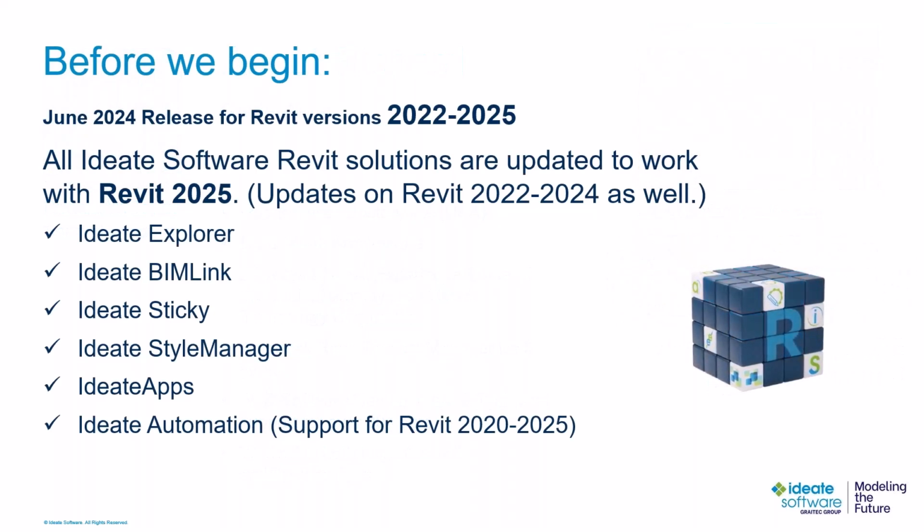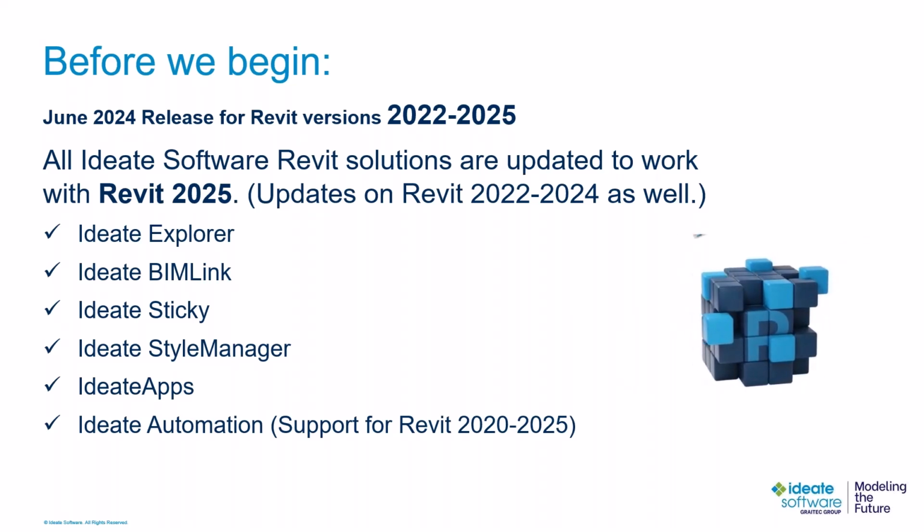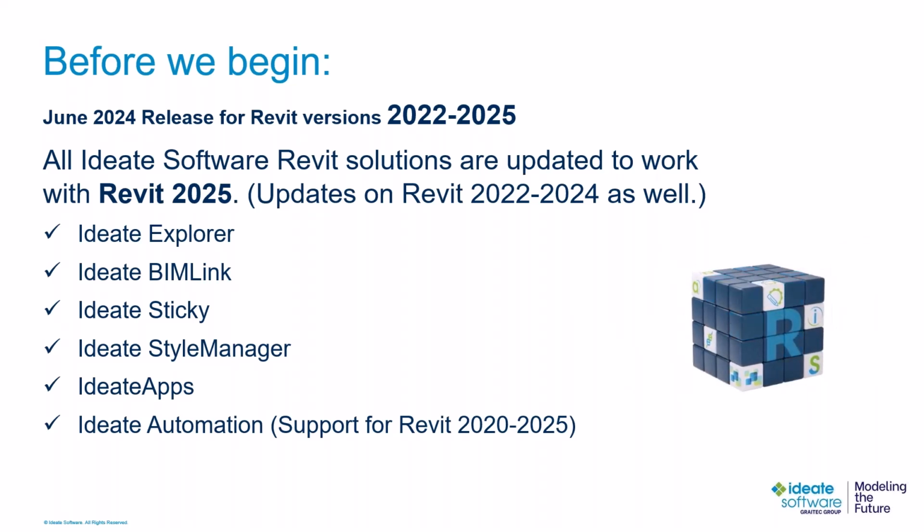So speaking of additional exposure, before we begin our presentation, I just wanted to remind everyone that if you are an Ideate software user or customer, please go to our website and make sure that you have the latest and greatest software. So in June, about a month ago, we released and updated all of our software to work on Revit 2022 through 2025. And it's really important because, of course, we're aligned with Revit 2025, but we also made those additional updates on earlier versions of Revit. So even if you're using 22, 23, or 24, you'll want to make sure that you have the latest and greatest. And then you'll see down there at the bottom, Ideate Automation actually supports Revit 2020 through 2025. So again, just be sure to review the website and make sure that you have the latest software, because some of the features I'm going to be talking about today were introduced in that June release.